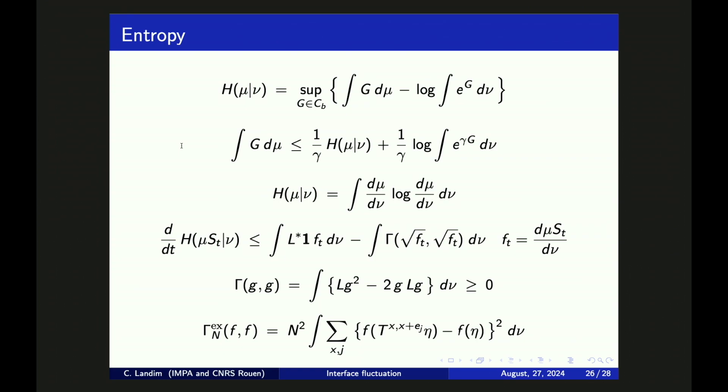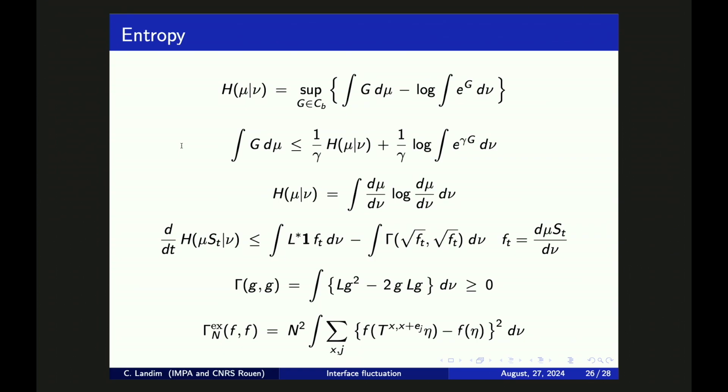Okay, so let me remind you that you define the entropy as the supremum of this difference. I don't have much time, so let me skip this part. Now you have a reference measure nu, you have your state space, so you start from u, you let the process evolve, you have a new state at time t, mu_t, and you want to show how the entropy evolves.